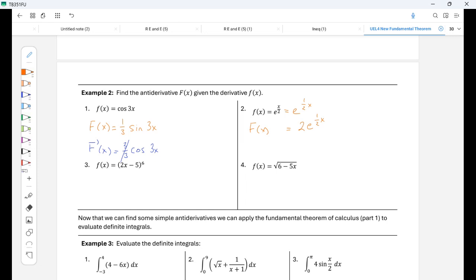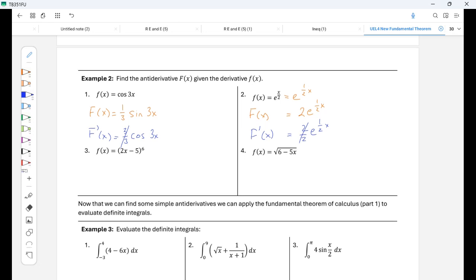Again, thinking the forward process, if I gave you capital F and asked you to take the derivative, you would say, well, e to the x is e to the x, but since it's linear chain rule, I have to multiply that 2 by the 1/2 and cancel it out. Okay. All right. Same thing in number 3.